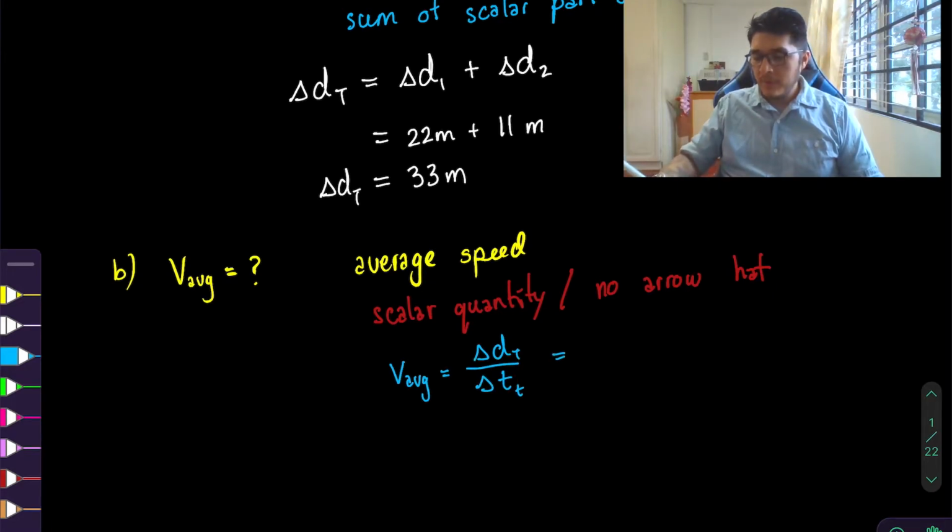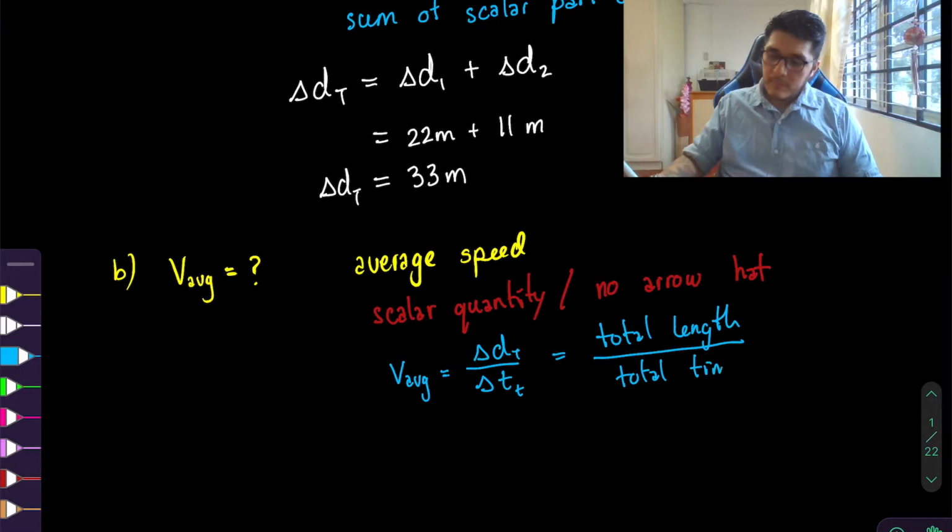So one way you can write that is total length over total time. But since in part A we already found the total displacement, the scalar part, which is the distance traveled, we can put that value in from before. So the average speed is going to be 33 meters over the total time.